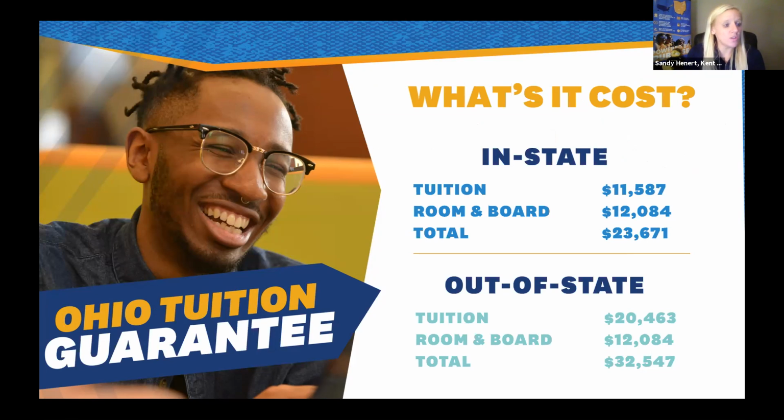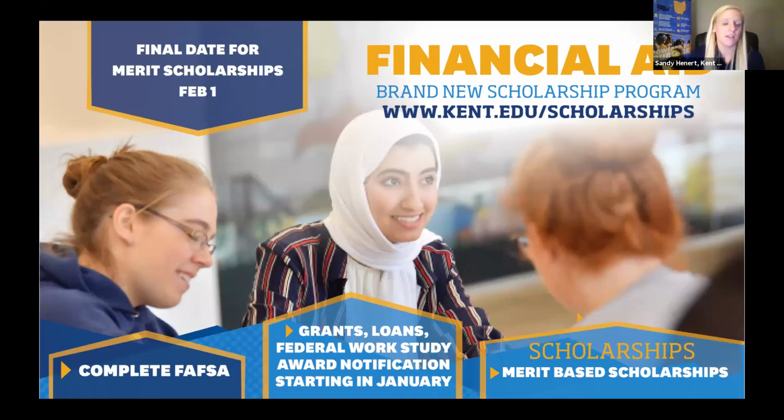So for out-of-state students, for Illinois students, for your tuition, you're looking at about $20,000 a year and about $12,000 for room and board. So total for out-of-state students, it is about $32,000 a year. We are a part of the Ohio Tuition Guarantee. So once you start at Kent State as a first-year student, you will be locked in for that price for 4 years. And then, of course, I'll talk about scholarships here in a minute. I know it sounds like a lot of money, but this is before any type of scholarships, before financial aid, before any type of financial assistance.